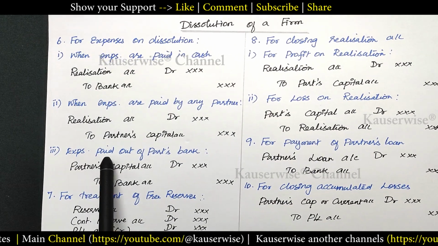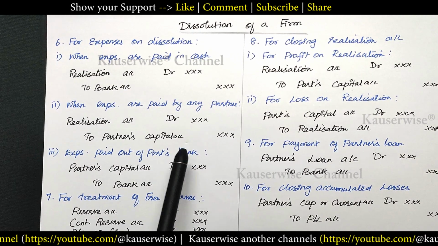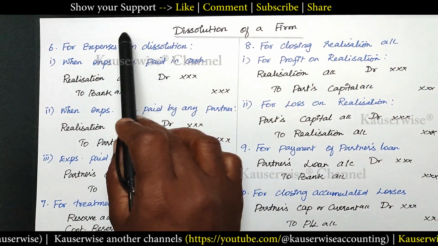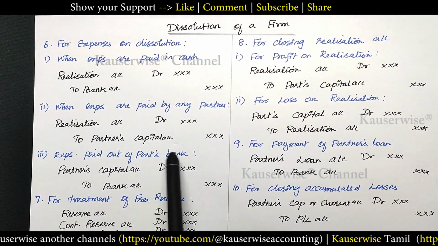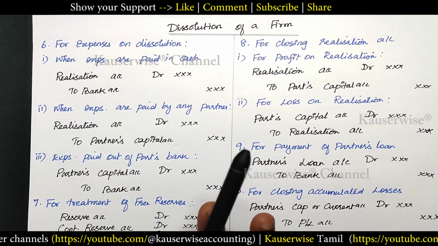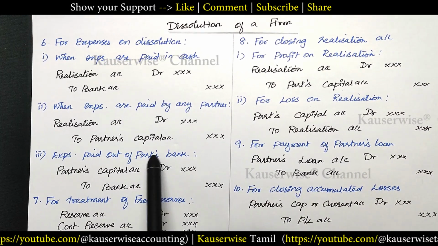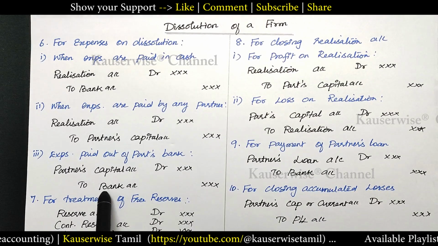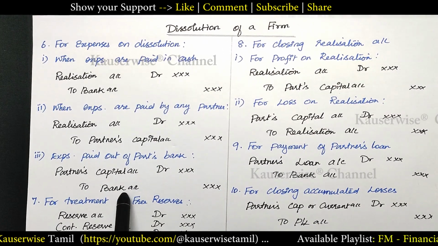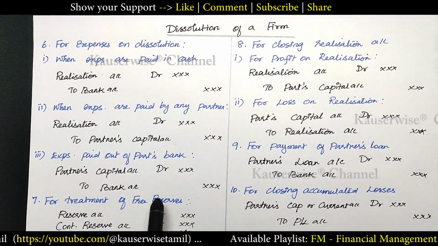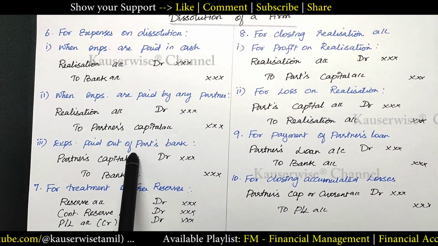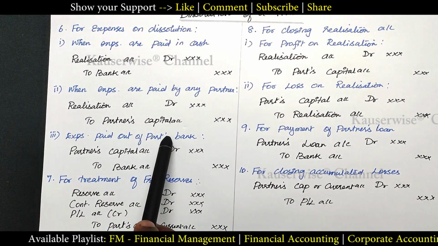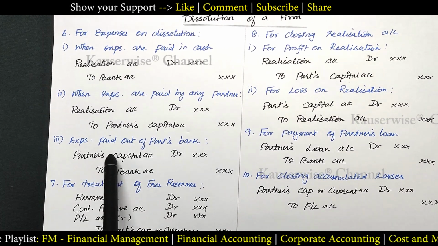Next one, expenses paid out of partner's bank. Sometimes the partners decide to make payment of the distribution expense from their own bank account. In that case, you need not record it in the realization account. Instead, you can directly enter in the bank account. So this is the entry: partners capital account debit to bank account, because the partners are making payment out of their own bank account. So this is the entry if the expenses are paid out of partners' bank account. This will have an impact on their capital account.